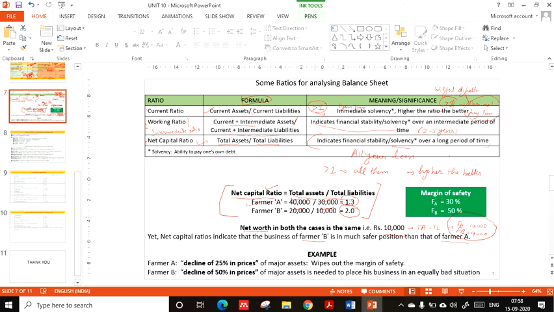So you can see net worth, both are having same 10,000, but who is more safe? Farmer B. And what tells us that? What is the ratio that is telling us that? That is net capital ratio. You can even compare the safety or safe position of a farmer, and this is quite helpful in knowing about it, this ratio. Let's go again to the slideshow.